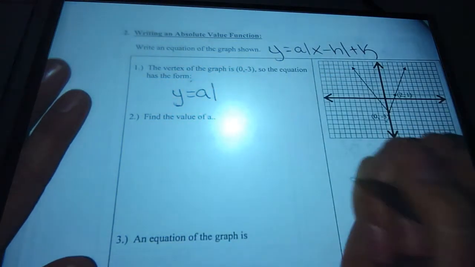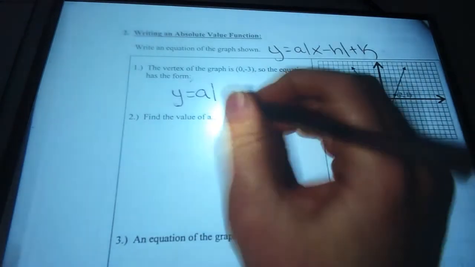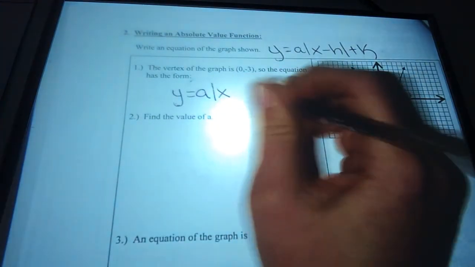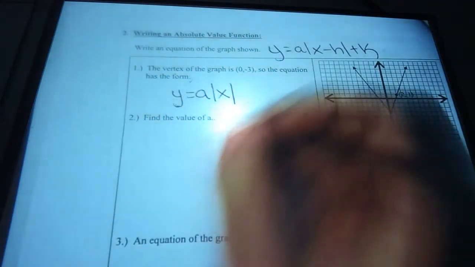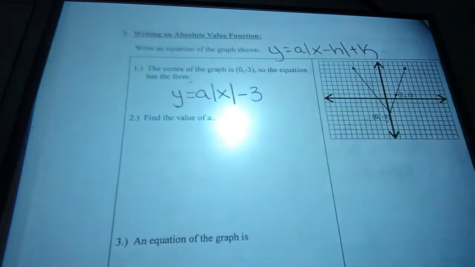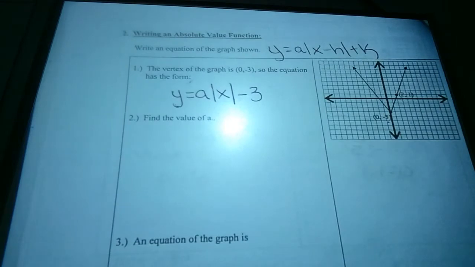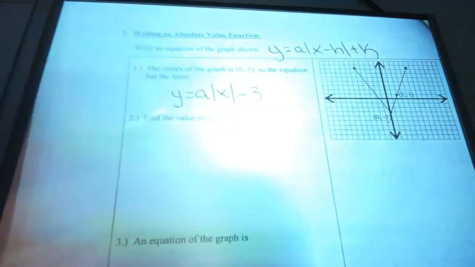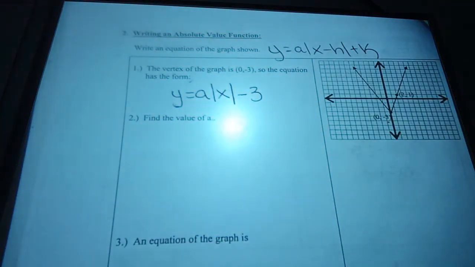H is 0, so inside my absolute value, X, do I need to add anything here? No, done. And then K is -3. So again, K is just K, whatever's there, but H will always have to take the opposite if there was a value because it's the X minus H business. So that's kind of just starting it out. Now all that's left is plugging in our A value.